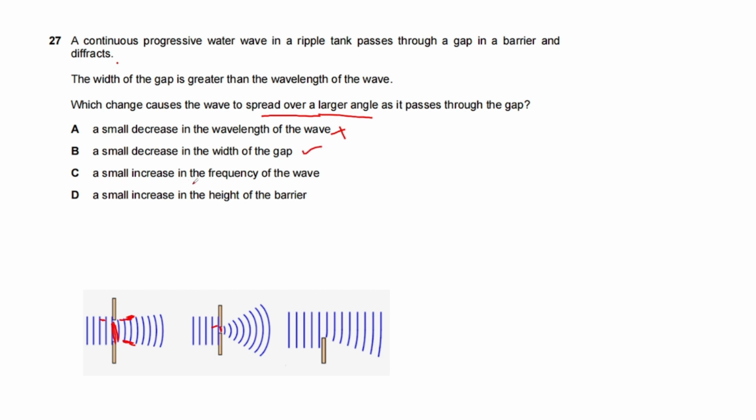So this is one of the correct options. Option C, a small increase in the frequency of the wave. If you are increasing the frequency, what will happen to the wavelength? The wavelength would be decreasing, right? As the wavelength decreases, it won't make these two values the same. The gap size is really large now, so this is not possible. And option D is a small increase in the height of the barrier. That's also not going to increase the amount of diffraction. So the correct option is option B for question 27.